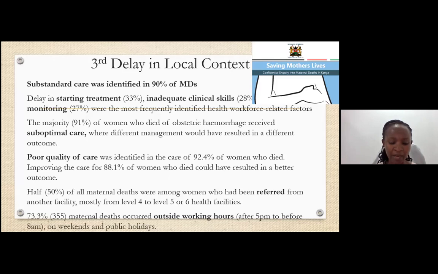Then again, a significant number, almost 3/4 of all these mothers who died, the deaths occurred outside the working hours, that's after 5 p.m. and before 8 a.m. and over the weekends and public holidays. So that also puts emphasis on appropriate coverage during these hours.